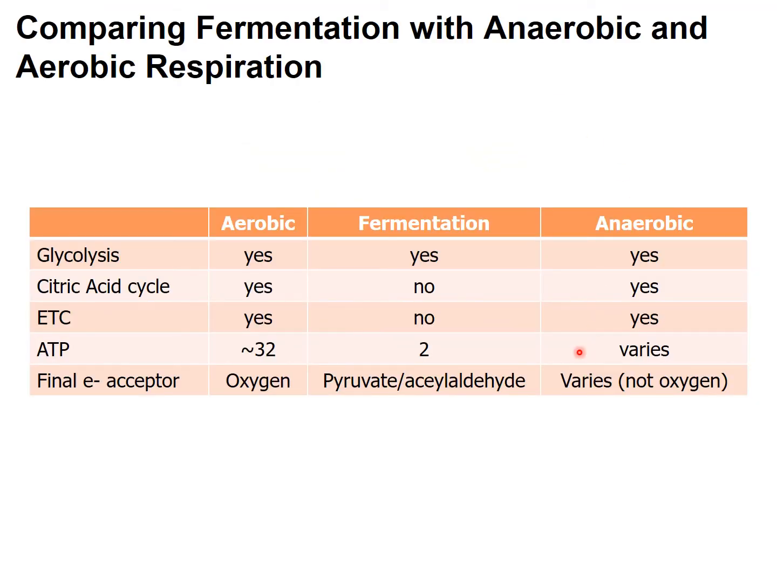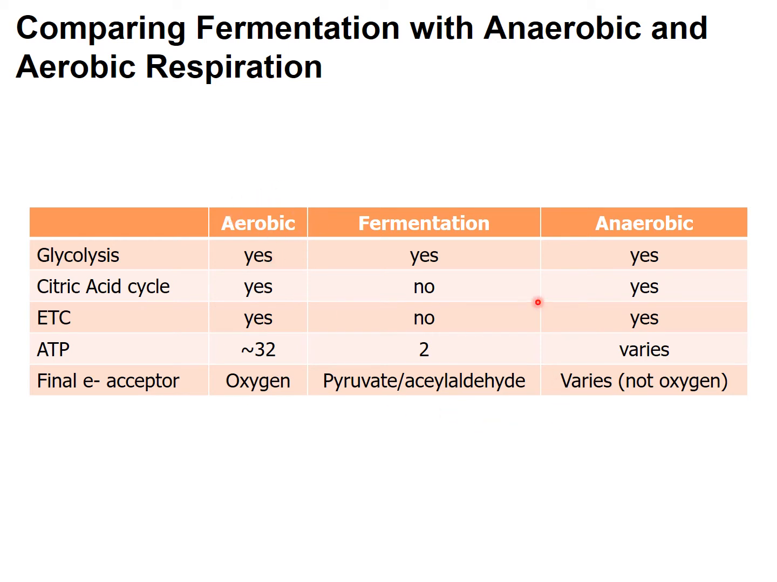Now, let's compare fermentation with anaerobic and aerobic respiration. So we talked about aerobic respiration. This involves glycolysis, the citric acid cycle, the electron transport chain, and about 32 ATPs are made. And then again, the final electron acceptor is going to be oxygen. Remember, that's in the presence of oxygen.